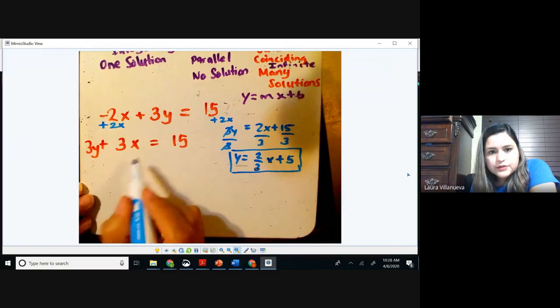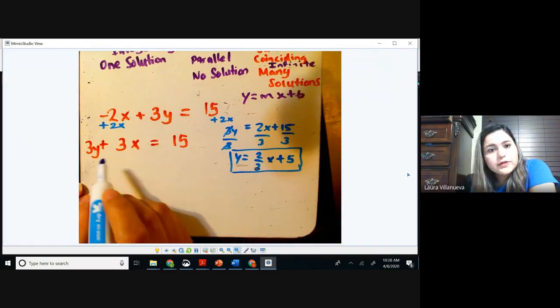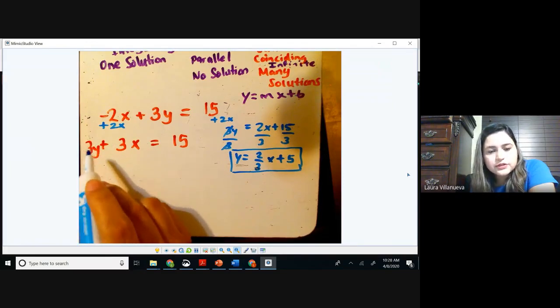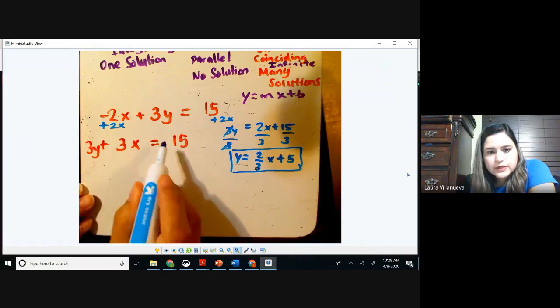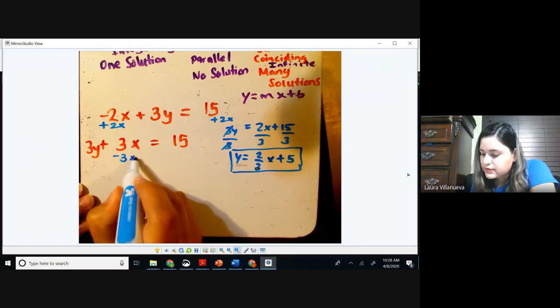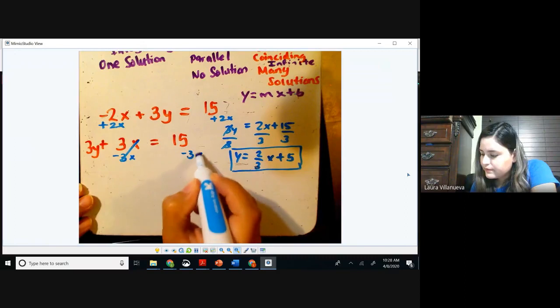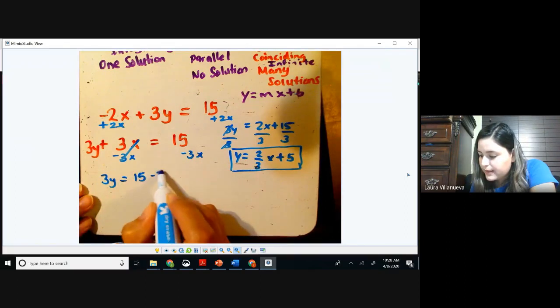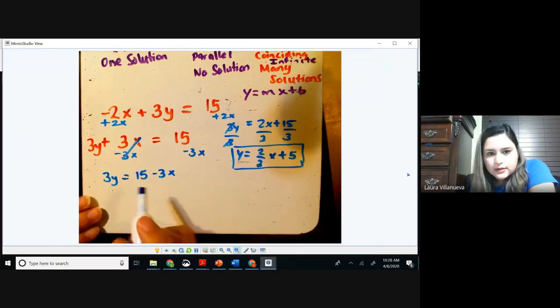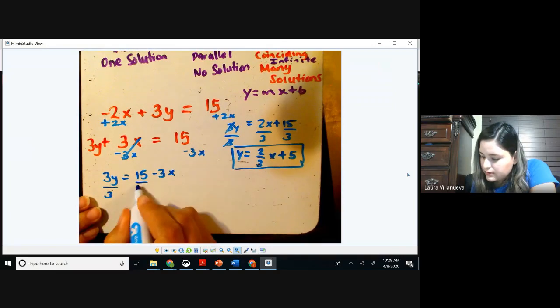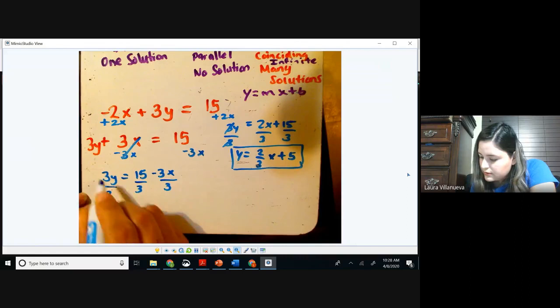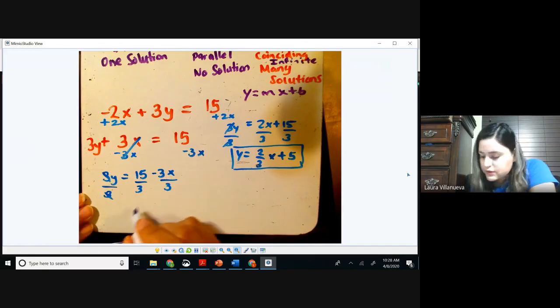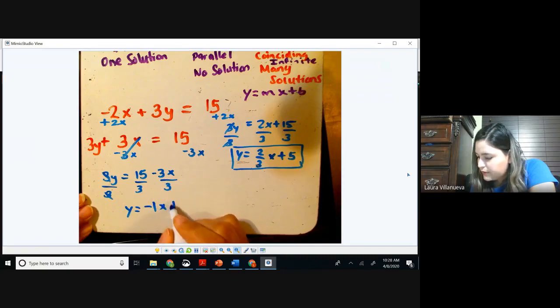I'm going to do the same thing with this one. I'm going to move the x. You're not going to move the y. You're dividing by the y, but you need to move the x first. So minus 3x. So then this is 3y equals 15 minus 3x. And then you're going to divide by 3. I go ahead and rearrange this already. y equals negative 1x plus 5.